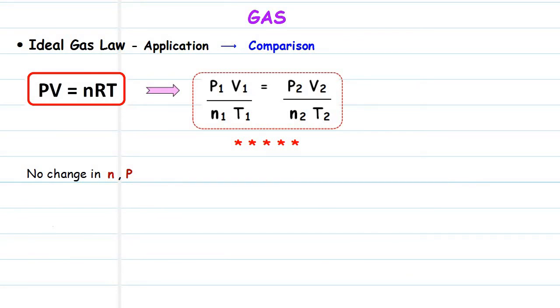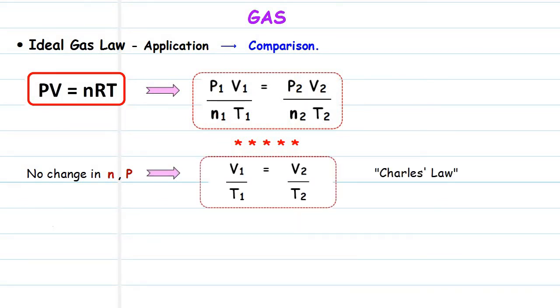Here we will try to fix N and P. And if there's no change in N and P, we can cross them out. And we should be able to get V1 over T1 equal to V2 over T2. And we call that Charles' law.